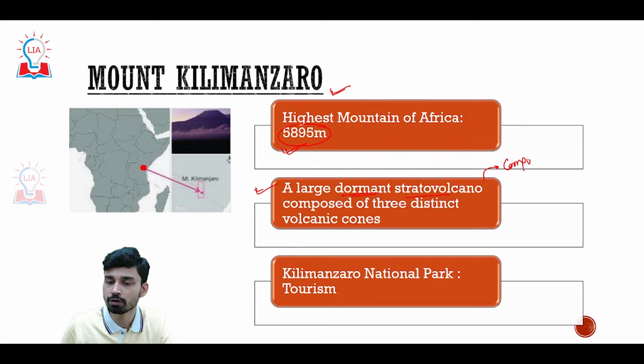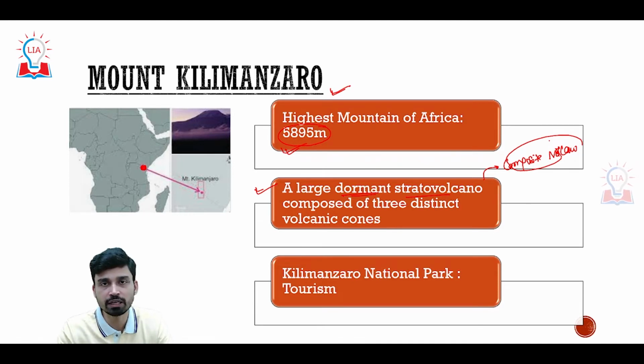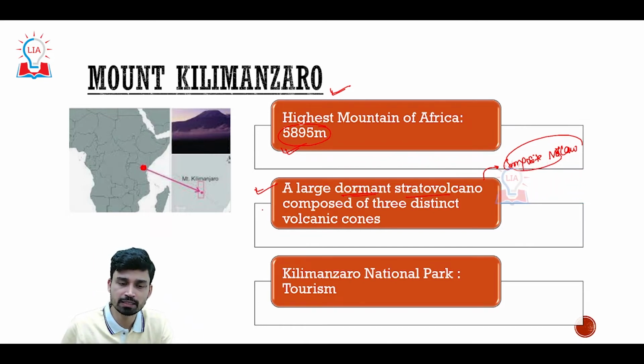A stratovolcano is sometimes also referred to as a composite volcano, where we have different strata, different layers of volcanic materials, magma and rock structure like tephra that have cemented, and thus led to the formation of this complex structure. That is how Mount Kilimanjaro has developed, with, as discussed, 3 volcanic cones.